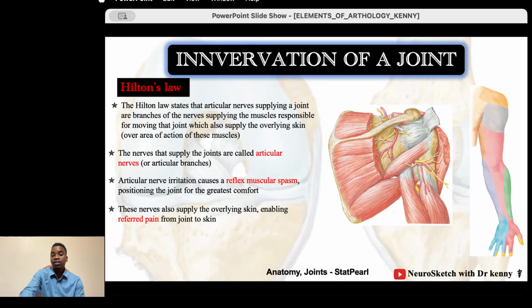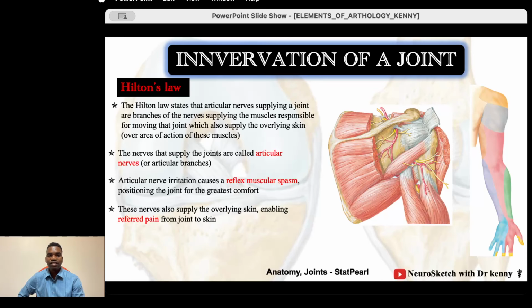Okay, so we haven't talked anything about the nerves at this point, so it doesn't make sense to tell you which kind of nerve this is. But I know we'll be referring to Hilton's law as we move through the course. So the nerves that supply the joints are known as the articular nerves, or the articular branches of a certain nerve. And articular nerve irritation can cause a reflex muscular spasm.